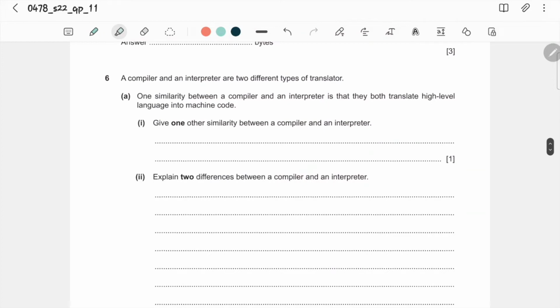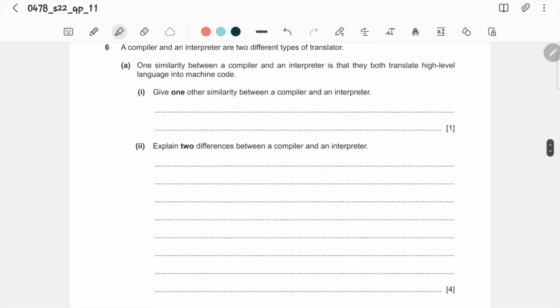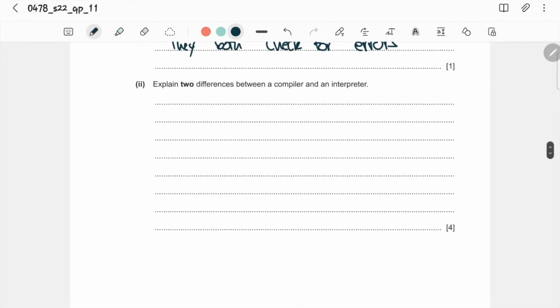Number 6, a compiler and an interpreter are two different types of translators. Give one similarity between a compiler and an interpreter. One good similarity is they both translate high-level language into machine code. They actually both check for errors. Simple, nice, easy one, not complicated.